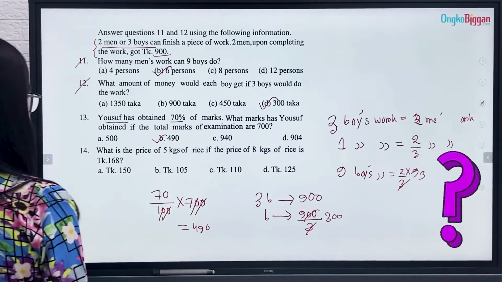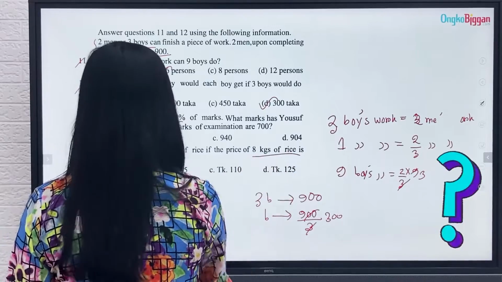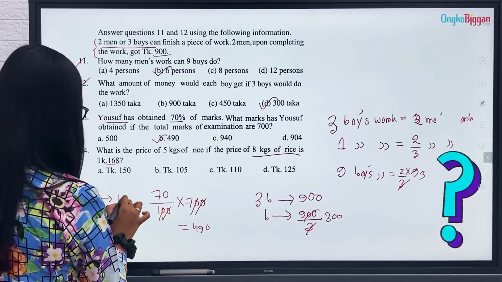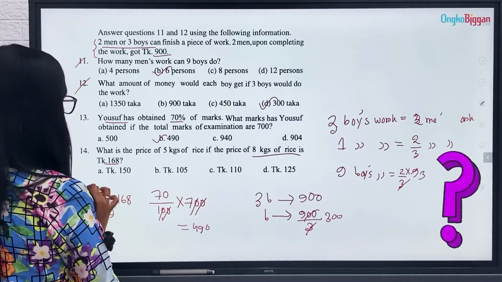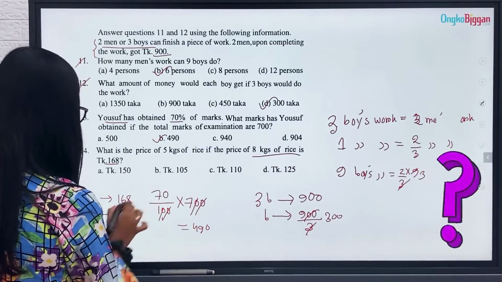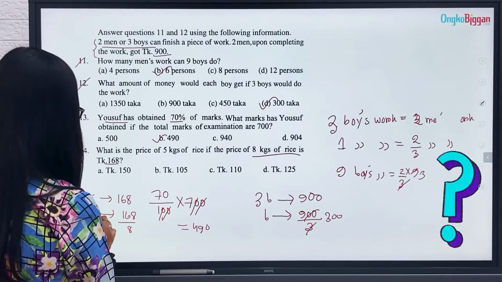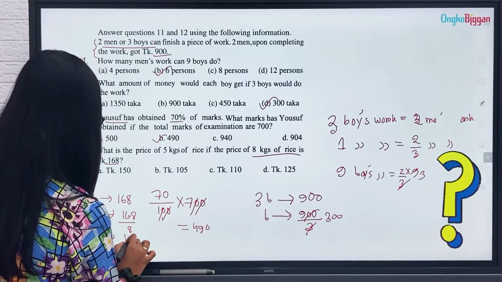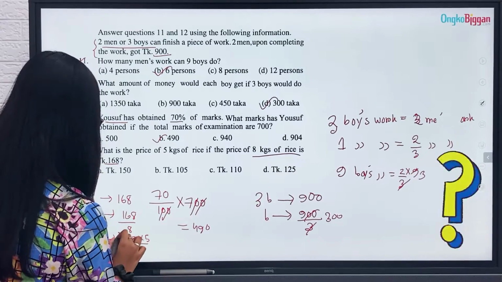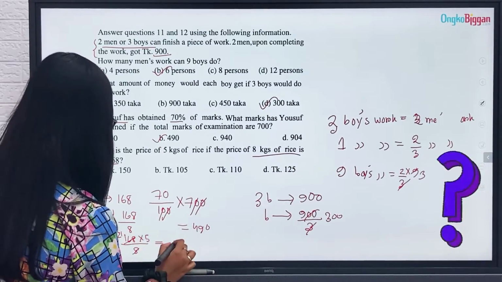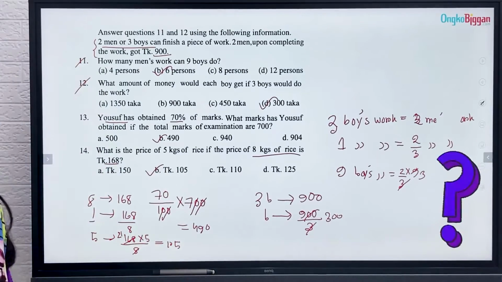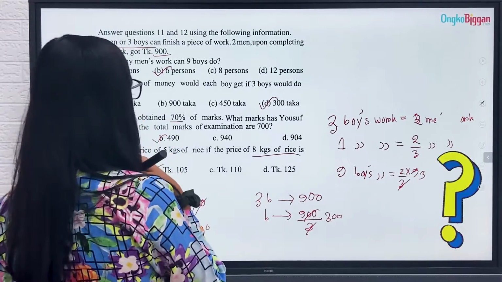What is the price of 5 kgs of rice if the price of 8 kgs of rice is 168 taka? So 8 kg rice costs 168 taka. So 1 kg will obviously cost lower, so 168 divided by 8. Then we have 5, so 5 kg will be 5 times of 1. So 168 into 5 divided by 8. 8 ones are 8, 8 twos are 16, 8 ones are 8. So we are getting 5 ones are 5, 5 twos are 10. So 105. So our answer will be B, 105 taka.